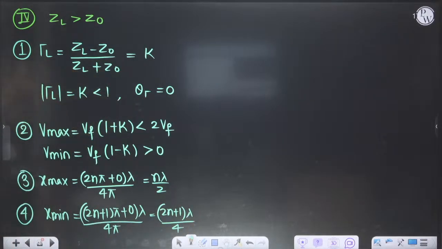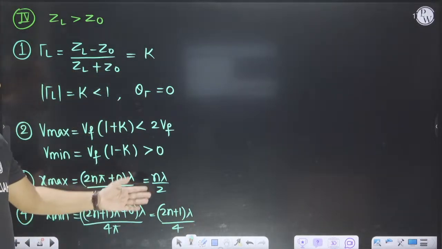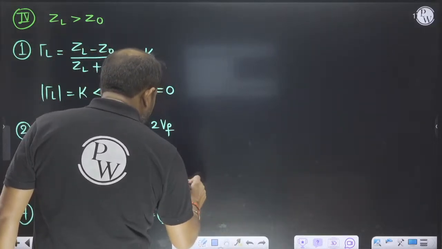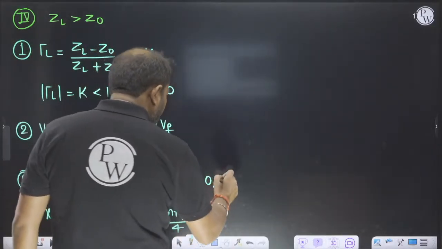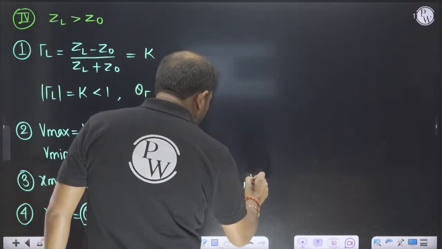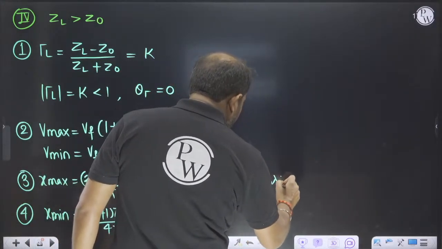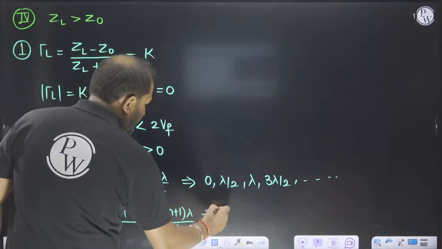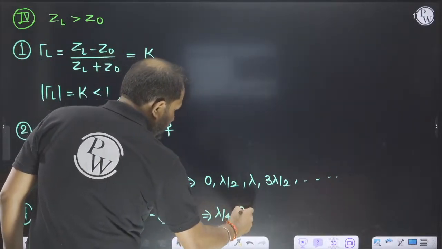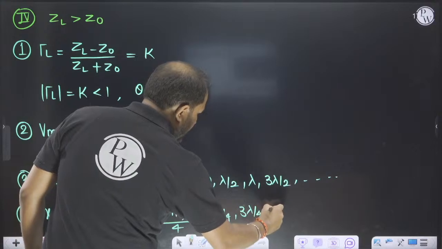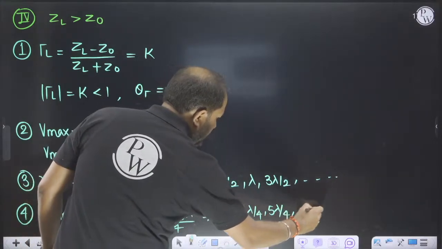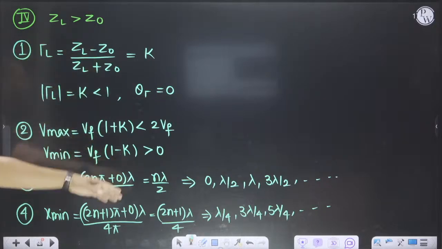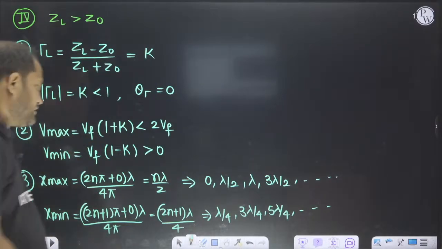So what does it mean? It means the location of maxima will be at 0, lambda by 2, lambda, 3 lambda by 2. So maxima will be at the load, and minima will be at lambda by 4, 3 lambda by 4, 5 lambda by 4, like that. So the location of maxima and minima is interchanged.